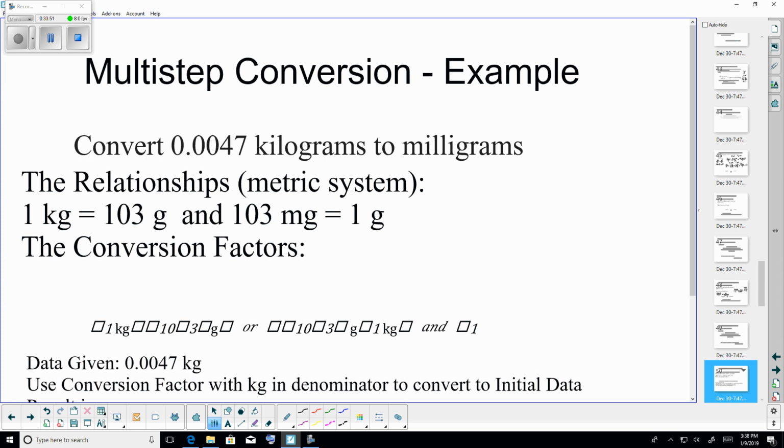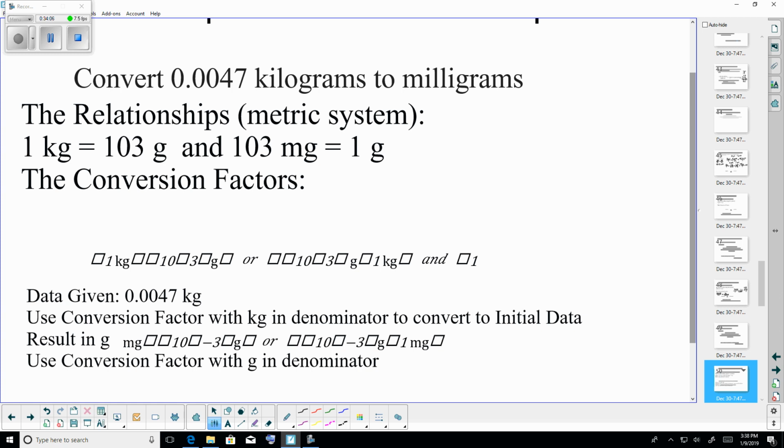So here is a multi-step conversion. Convert 0.0467 kilograms to milligrams. All right, and it's not 1 to the third. 1 kilogram is 10 to the third grams, or 1,000. And 1 gram is 10 to the third milligrams, or 1,000 milligrams per gram. Yes?